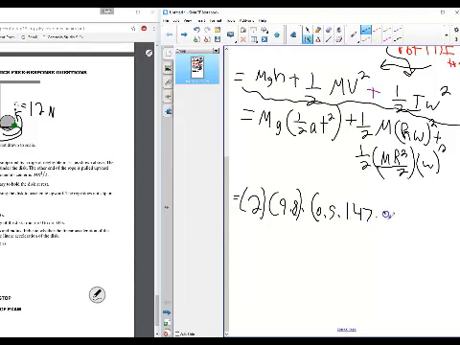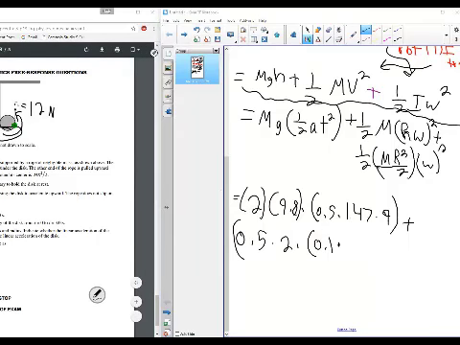1.47 times t, which is 9, right? That's just 3 squared, plus, well, I'm going to write this underneath, 0.5 in all parentheses times 2 times, well, r is just 0.1 times omega. So where do we find this value? Well, if we recall, we just find the angular speed.